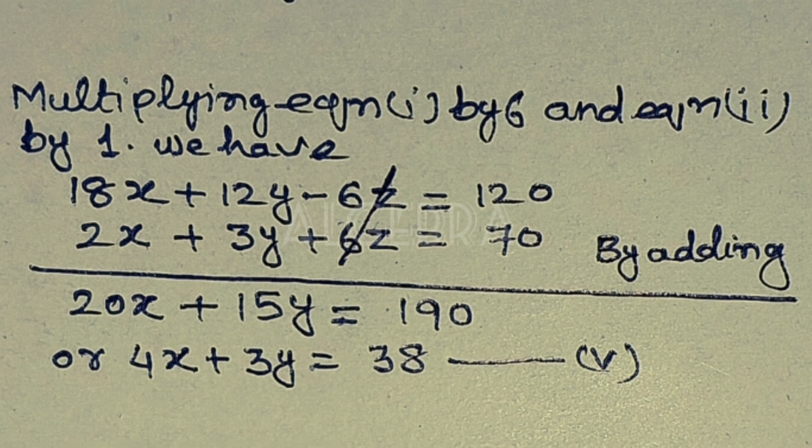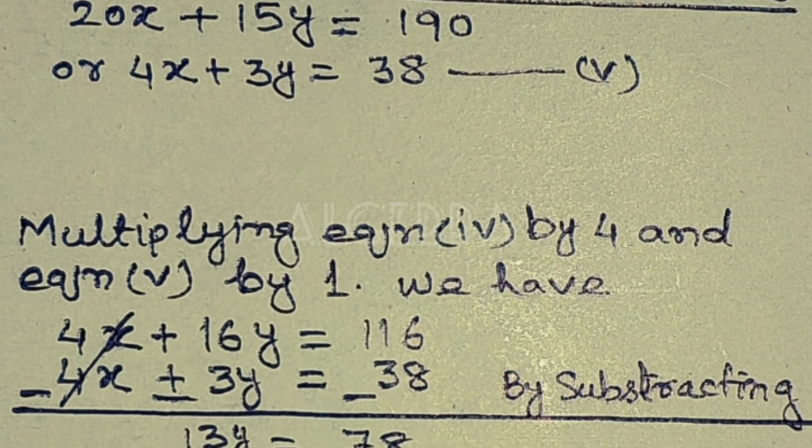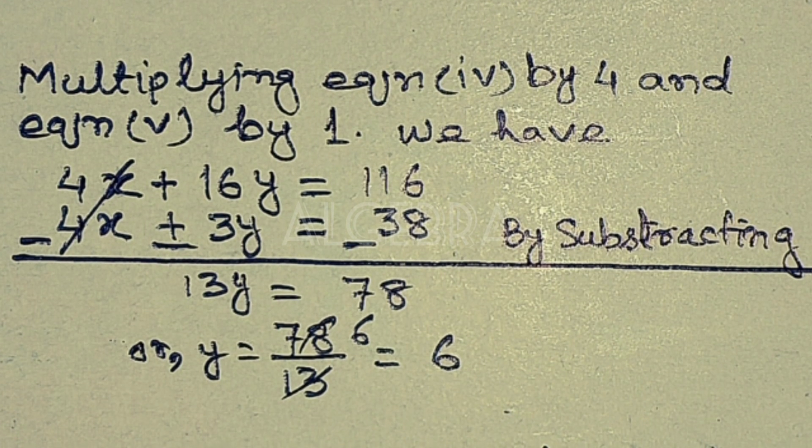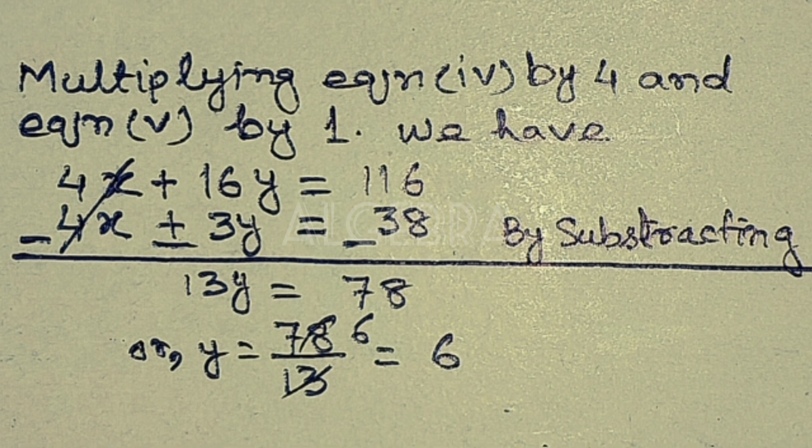Equation 5. Multiplying equation 4 by 4 and equation 5 by 1, we have 4x + 16y = 116 and 4x + 3y = 38. By subtracting, 13y = 78, or y = 78/13 = 6.